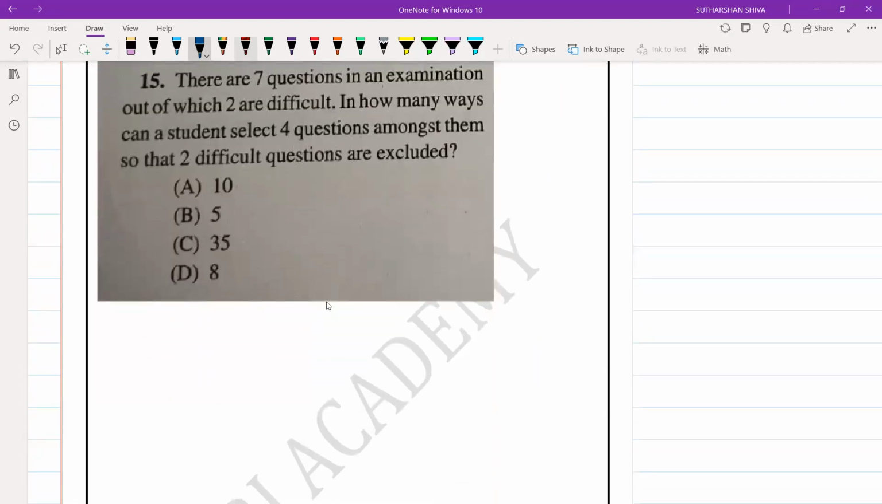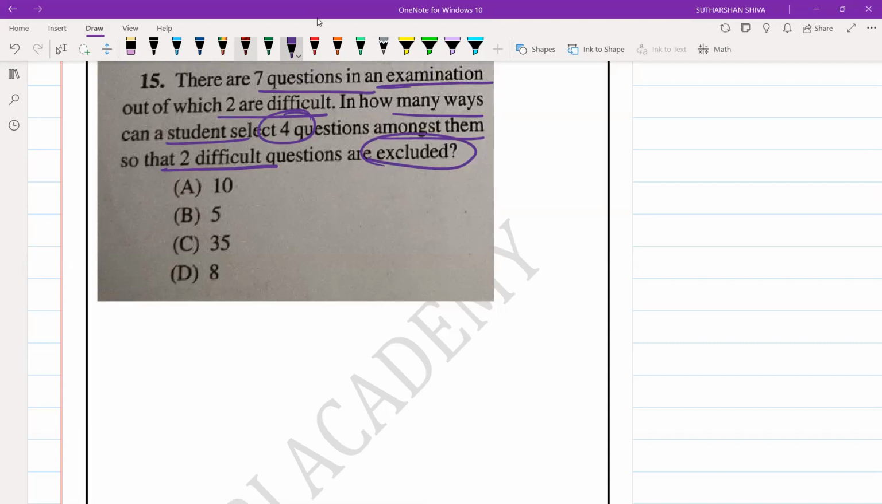Question number 15. Question number 15 is an interesting question. Listen. There are 7 questions in an examination, out of which 2 are difficult. Okay, fine. Let it be difficult. In how many ways can a student select 4 questions amongst them so that 2 difficult questions are excluded? They itself would say it is excluded.